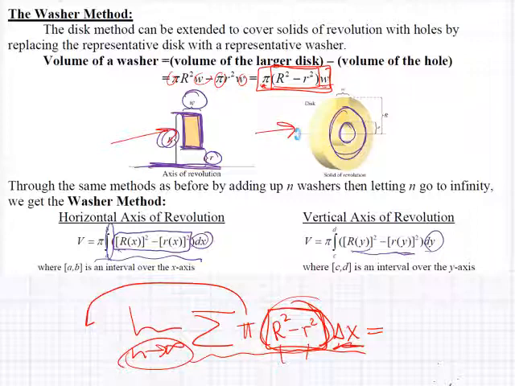Remember what the radii represent. Big R is the axis of revolution to the top of the rectangle, little r is the axis of revolution to the bottom of the rectangle. So inner radius, outer radius. That's really what we're talking about here.